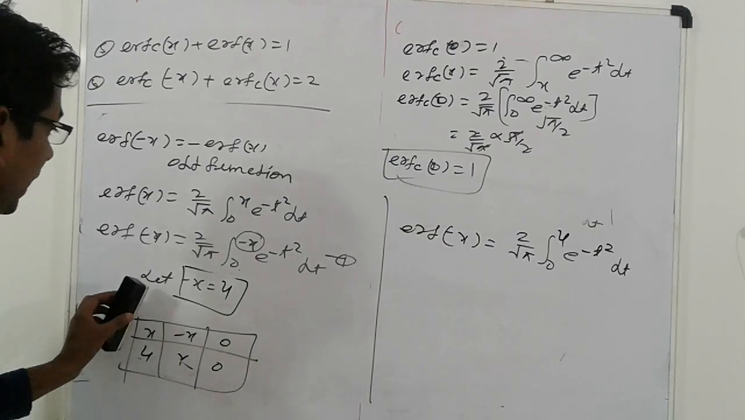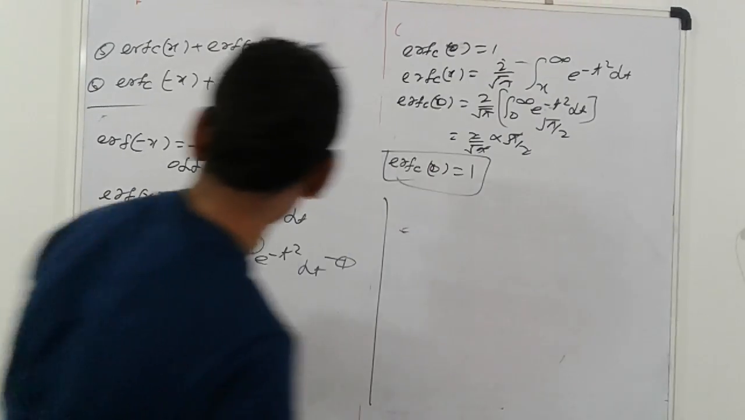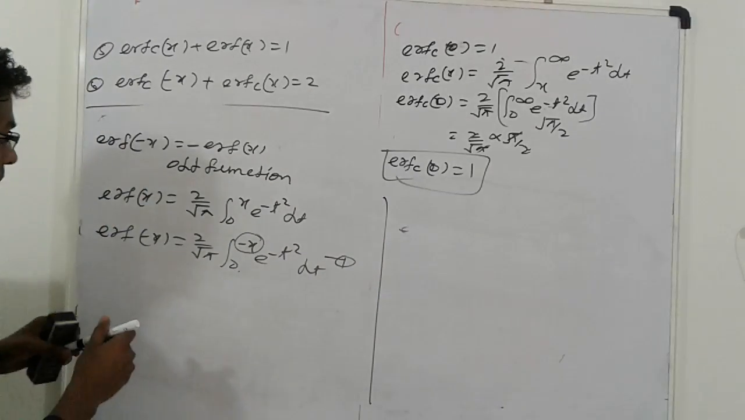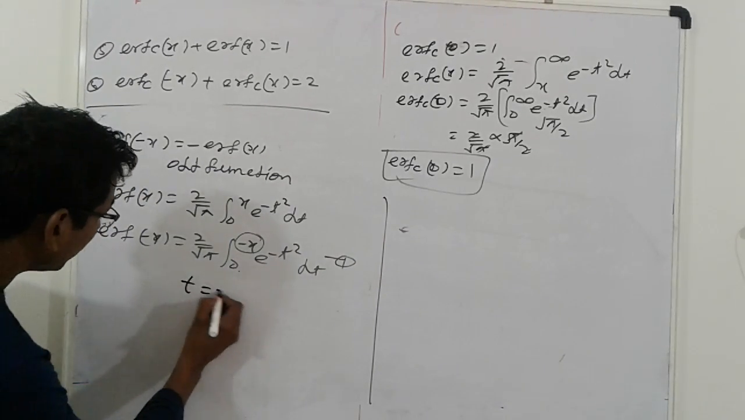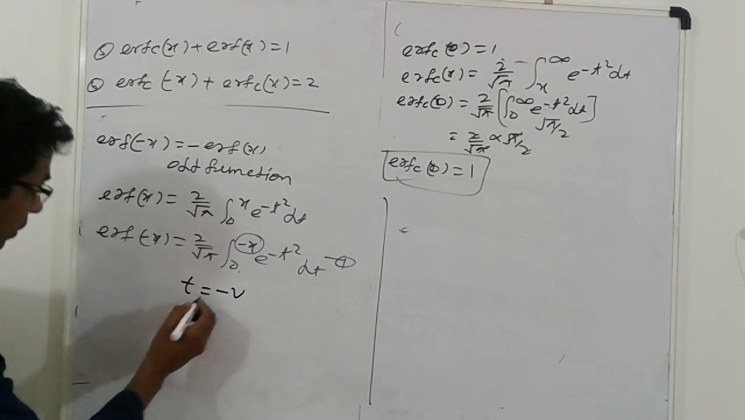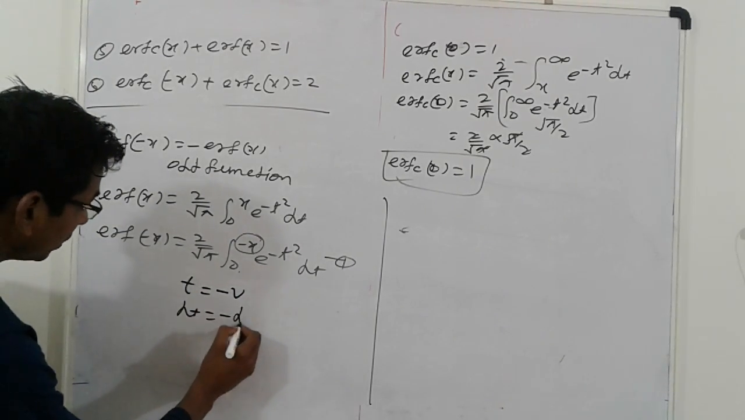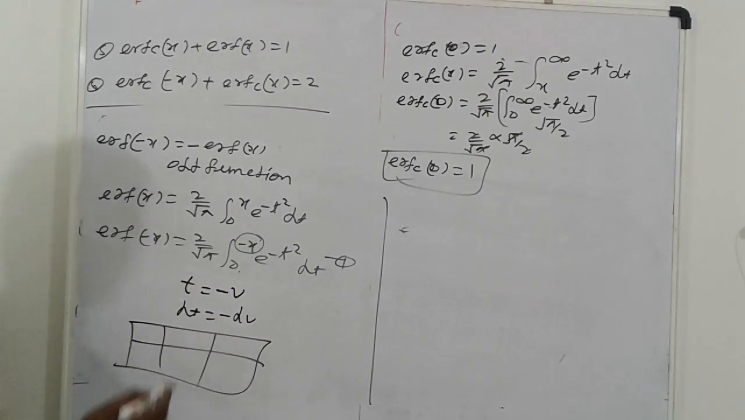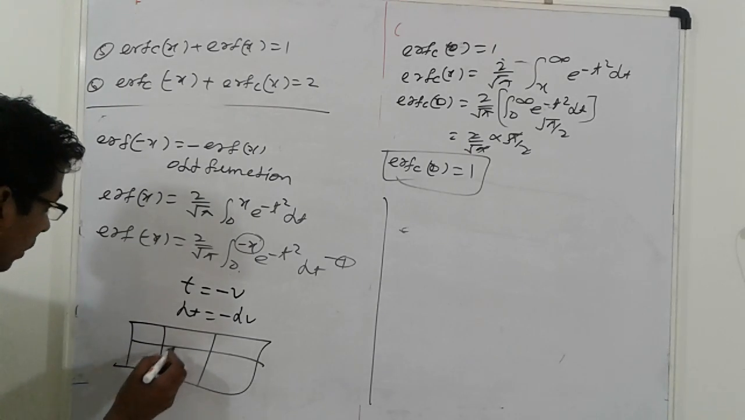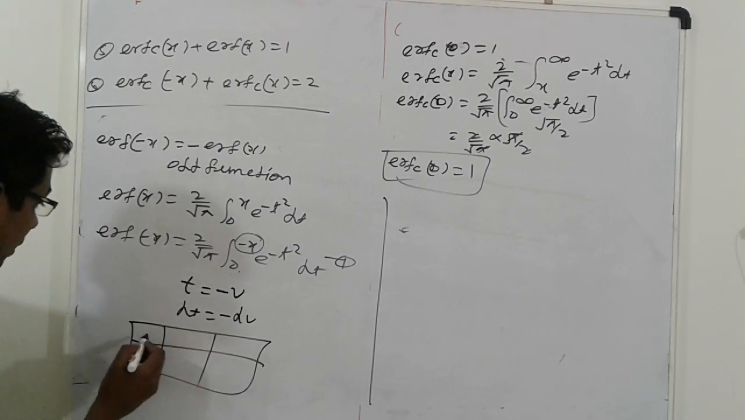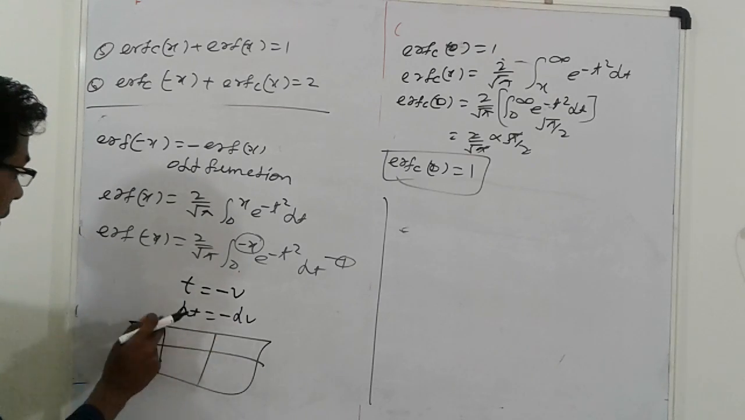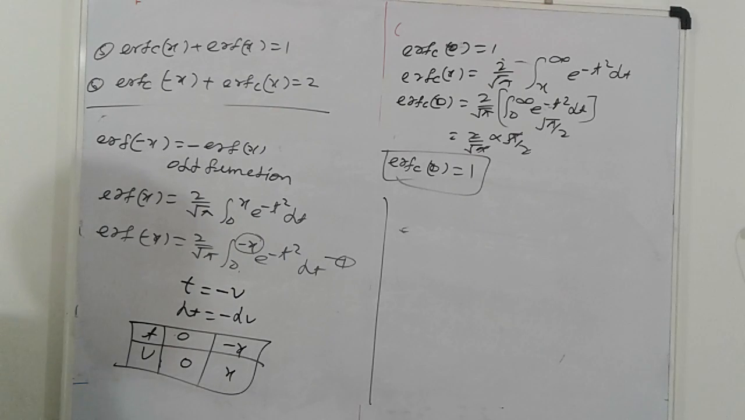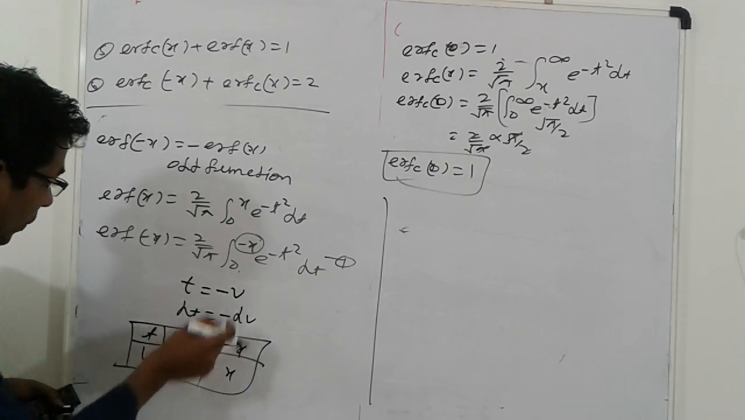No friends, that is wrong. Here is also wrong. What is the change here? Let t equal to minus of v. So dt is equal to minus dv, and change the limit now. Some mistakes happened, sorry. So here t, and here v. So t is equal to minus of first 0, which is 0, minus of x, that is x. Here put t equal to minus x, so v equal to x.